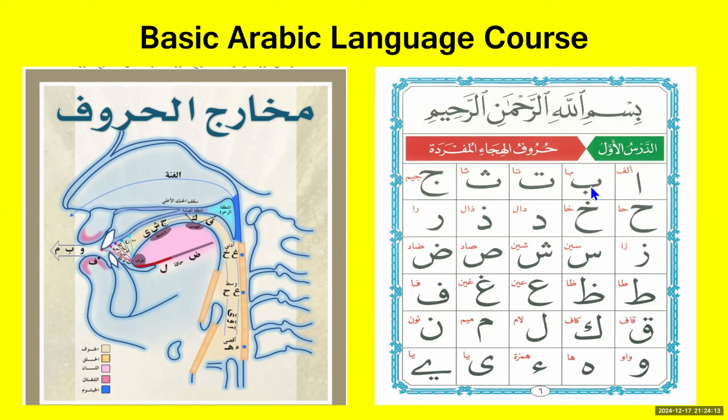Alif, ba, ta, sa, jim, ha, kha. Very good. With this, we complete the revision. Let's take the new lesson for today. If you have any question on these 7 letters, please ask. If not, we will proceed to the new lesson, today's lesson.